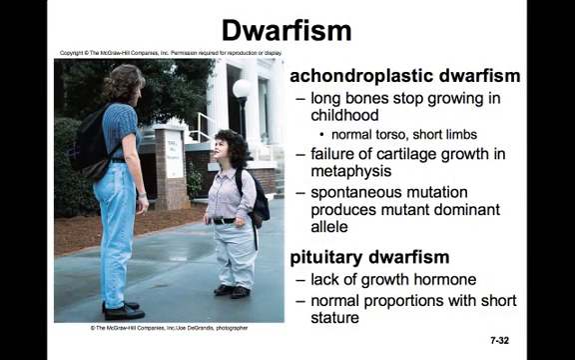Achondroplastic dwarfism is a condition in which the long bones stop growing in length during childhood. So we'll see a normal torso length and short limbs. The problem is that the cartilage doesn't grow at the metaphysis. Now, this is a genetic mutation that's produced by a dominant allele. There's another type of dwarfism called pituitary dwarfism, where an individual lacks growth hormone, and thus normal bone growth in length and width is not possible. People with pituitary dwarfism have normal proportions, but very short stature.